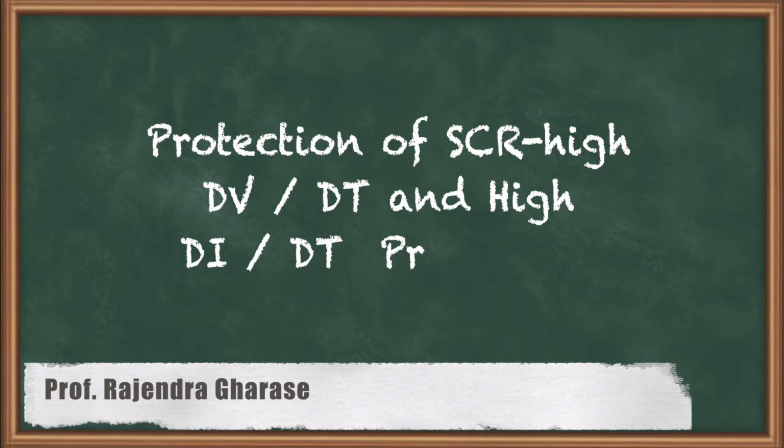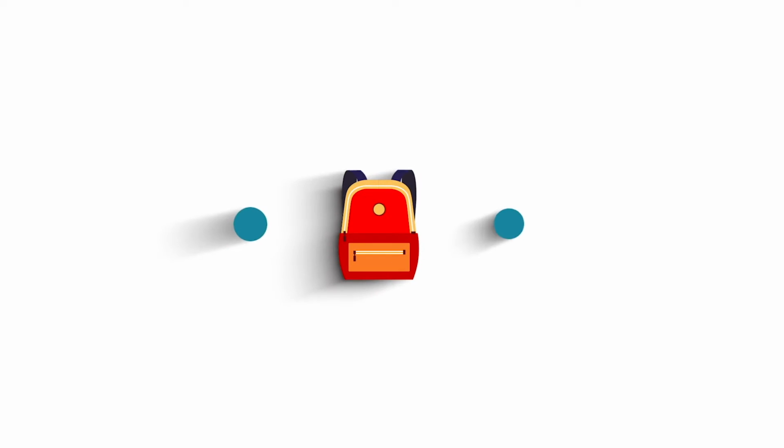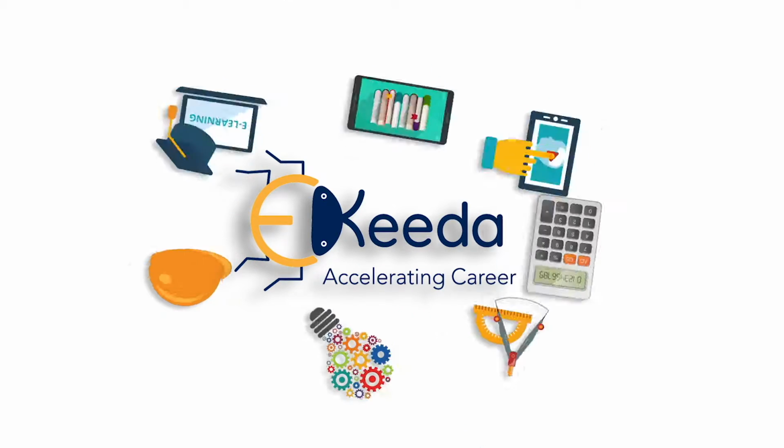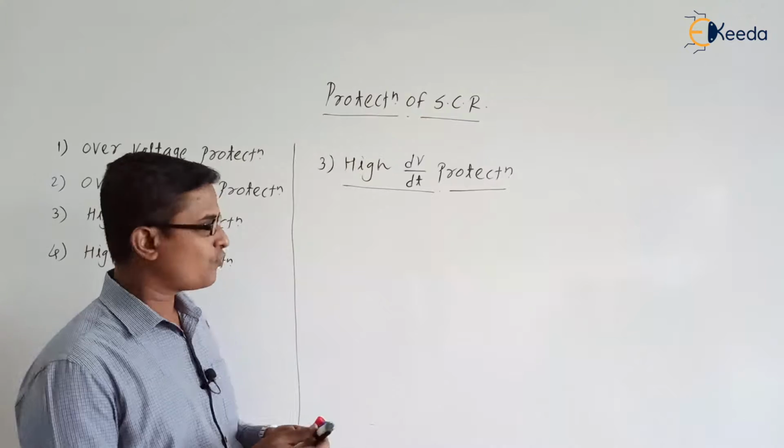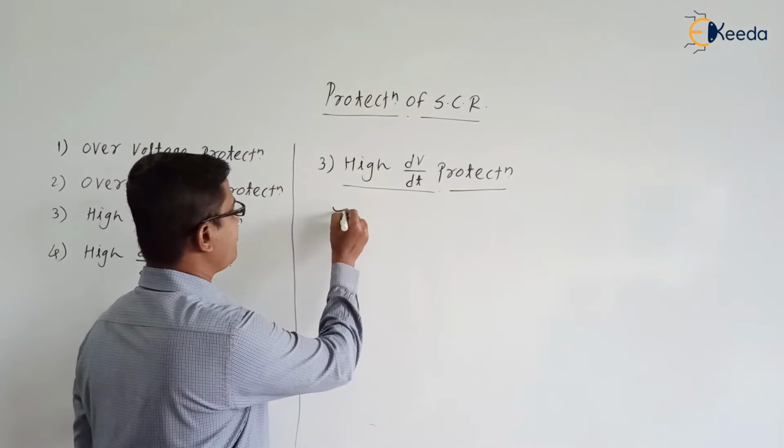Hello friends, in this video we are going to discuss the protection of SCR against high dV/dt, that is, the high rate of change of voltage across the SCR with respect to time. So why do we need to protect the SCR against high dV/dt?